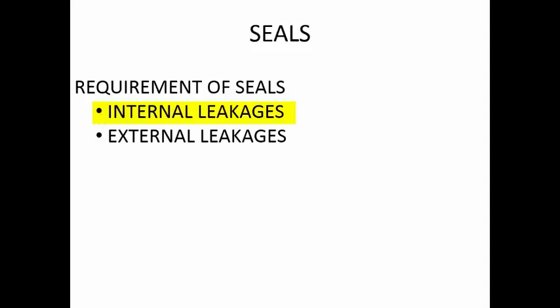Now in internal leakage, what happens is oil will be moving inside without doing any work. The other one is external leakage. External leakage means the system is leaking out into the atmosphere. Different pipe connections you have made.